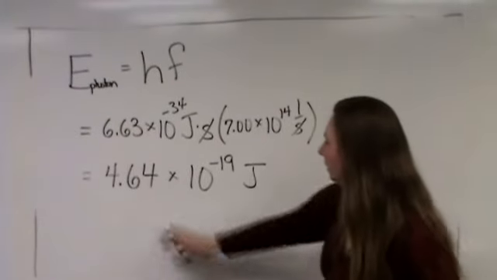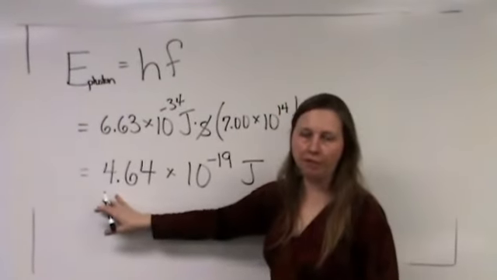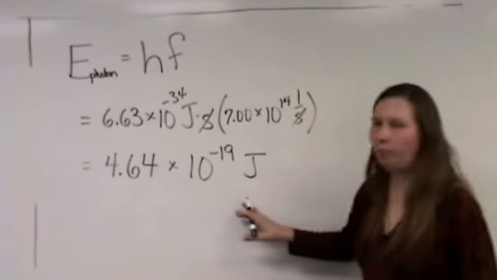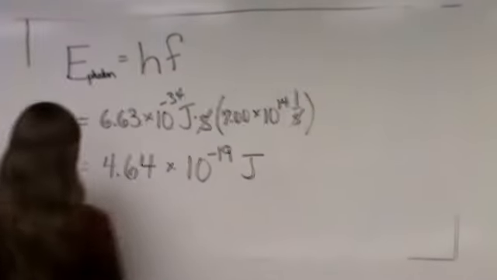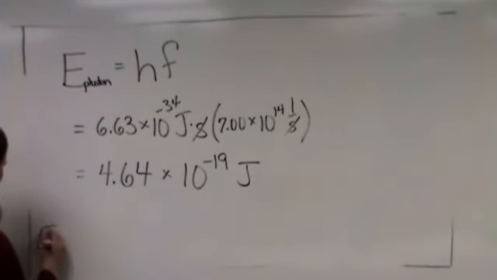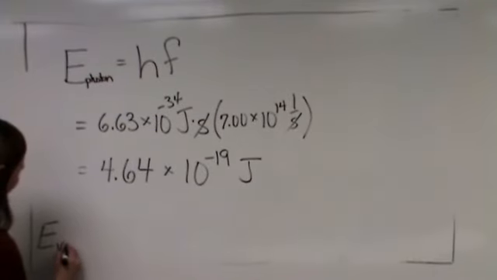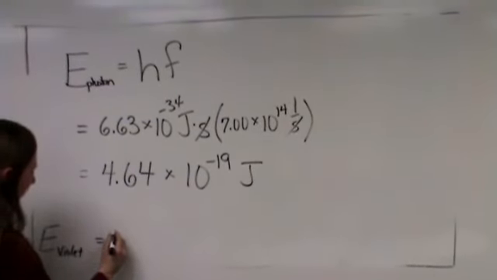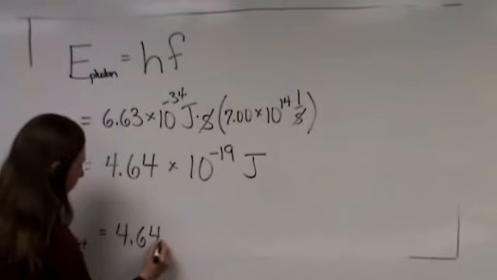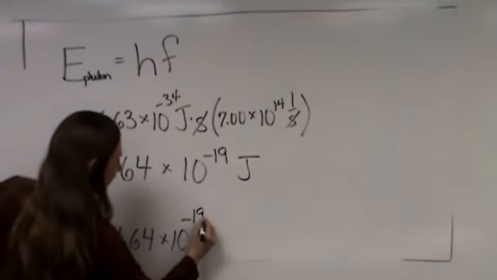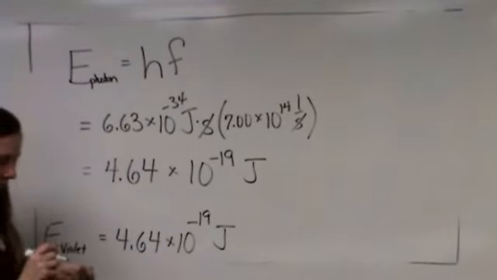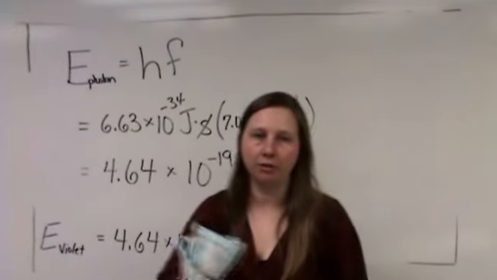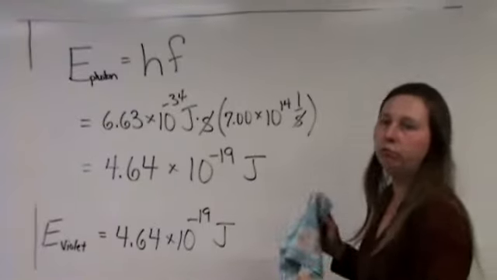All right, now, the energy of our violet photon is 4.64 times 10 to the negative 19. I'll put that down here. Energy violet equals 4.64 times 10 to the negative 19 joules. Okay, now let's figure out the energy possessed by a red photon.